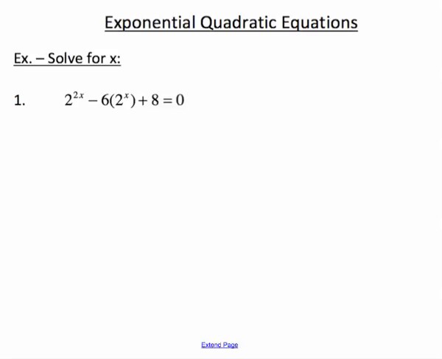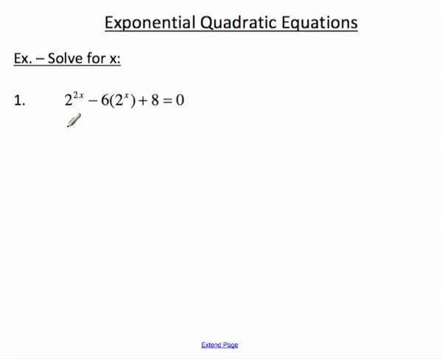Now we're going to look at a type of equation I call an exponential quadratic equation. So let's say that you were given an equation that looked like this and asked to solve for x. Now, it might not be immediately obvious, but there's an exponential expression of 2 to the power of x being repeated twice here, once in the middle, which is clear to see, and once here.